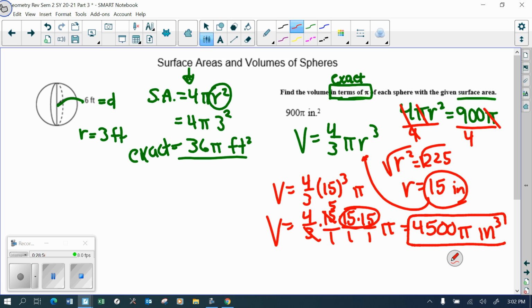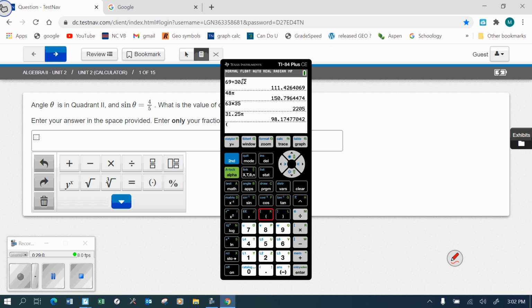And let's go ahead and check that my 4,500 is correct. 4/3 times 15 cubed is 4,500. There you go.